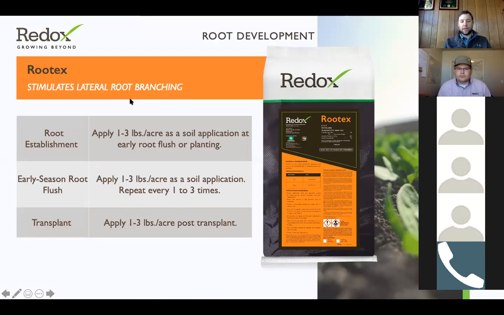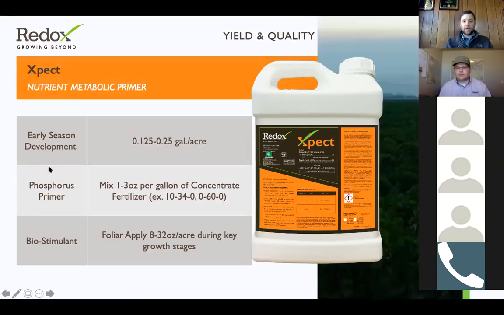So I wanted to hop into some standard application timings. Rutex, early plant establishment, we're looking at 1 to 3 pounds applications, and then maybe early season root flush, similar rates, maybe 1 to 3 times, and then transplant, same thing. We're using a lot of transplant water, and it can be a very effective tool there. Expect early season root development, as I said, rates can be extremely low. As a phosphorus primer, it can be pre-mixed in with standard phosphorus inputs at 1 to 3 ounces per gallon of concentrate fertilizer. So it can be a very economical way to improve an economical input.